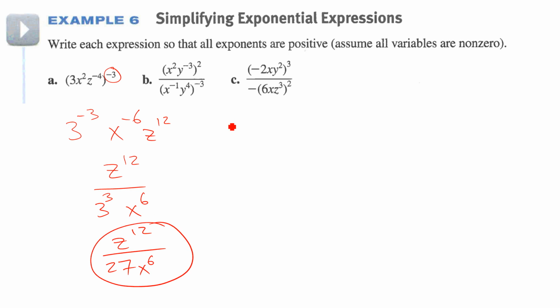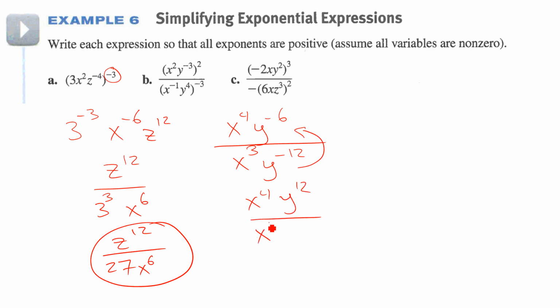What's happening here? We have x to the 4th, distribute that 2 times 2, y to the negative 6, over x to the negative times negative is positive 3, y to the negative 12. All right, let's flip over anything that needs to be flipped over. So y to the negative 12 goes up top. And y to the negative 6 goes to the denominator. So y to the 6 on the bottom.